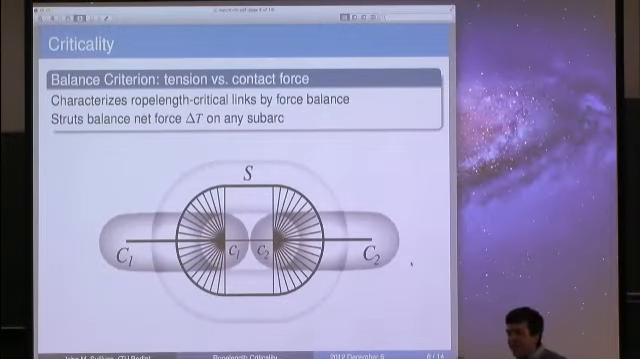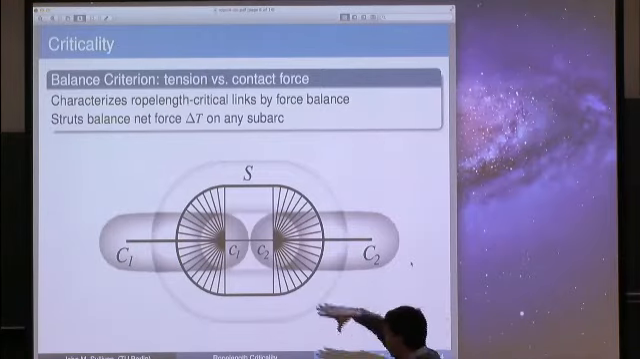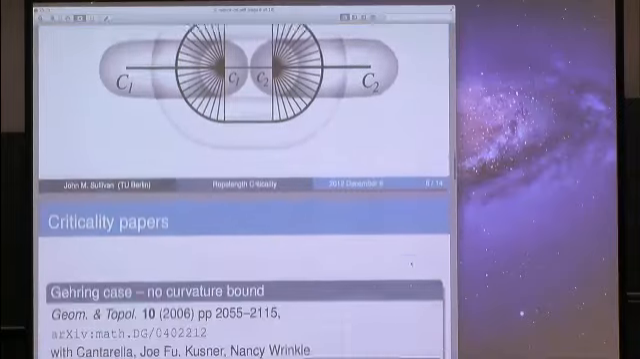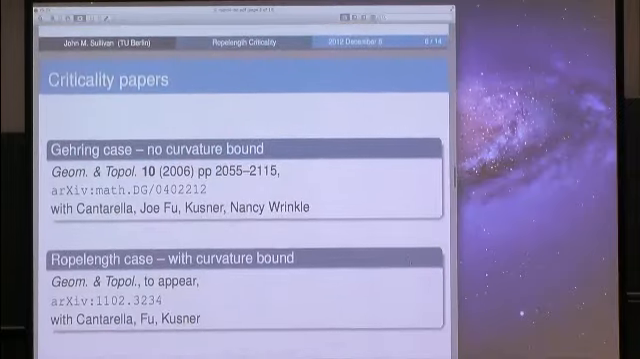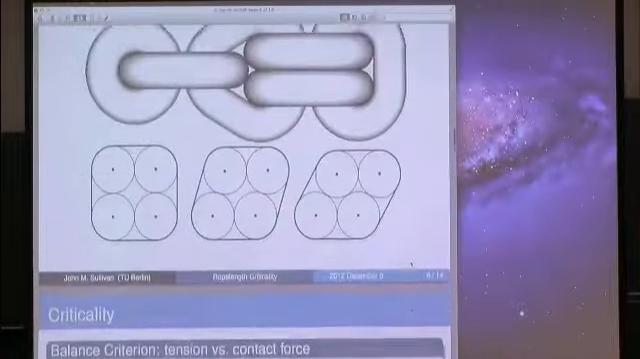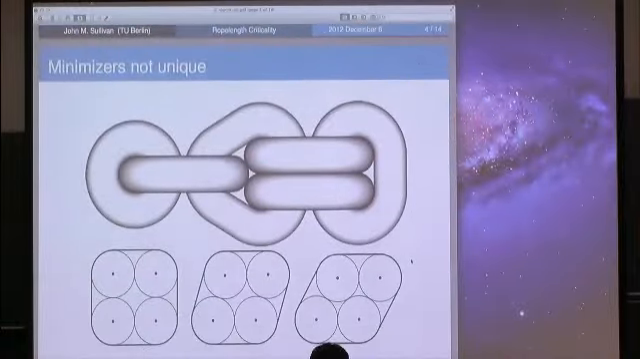That has a whole bunch of force on it. The other struts are in continuous families, and the strut measure is spread out over these families. This one strut in the middle has a delta function of curvature. So the criticality, these simple links where we know they're minimizers, are minimizers either for the normal rope length problem or for this Gehring variant where you just care about distance between components.